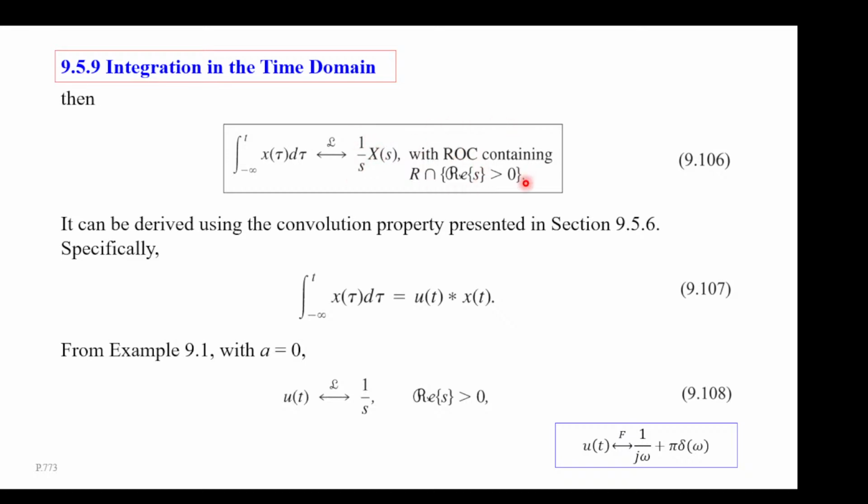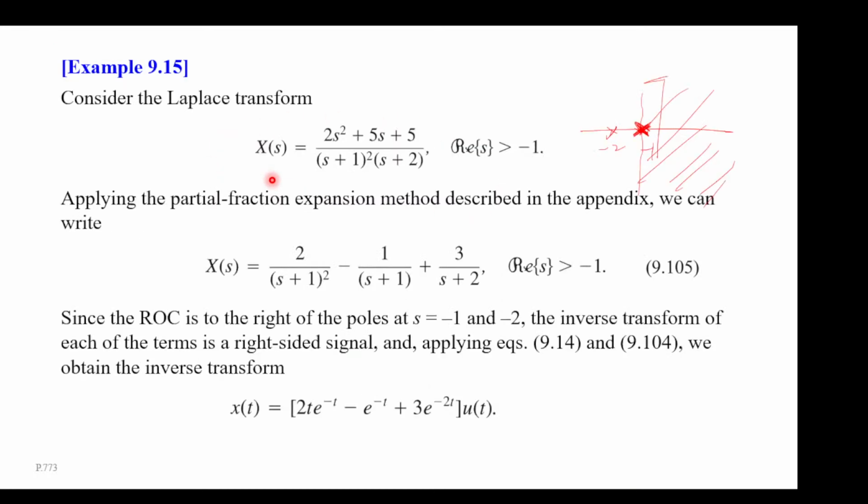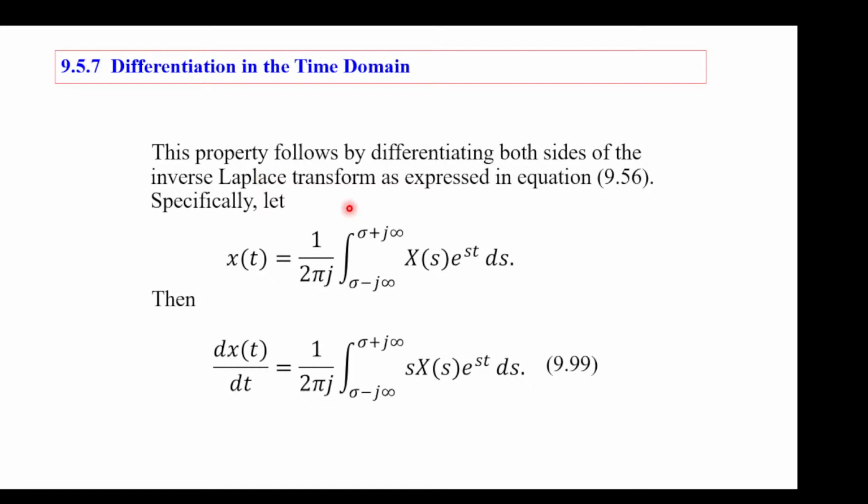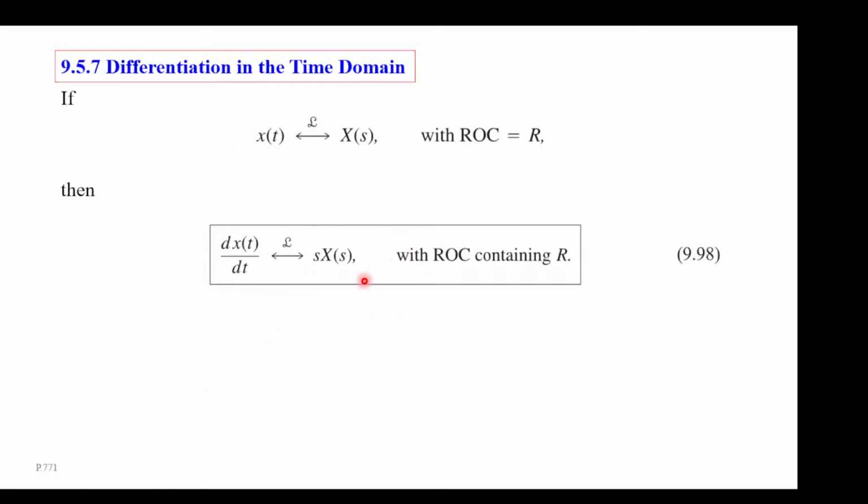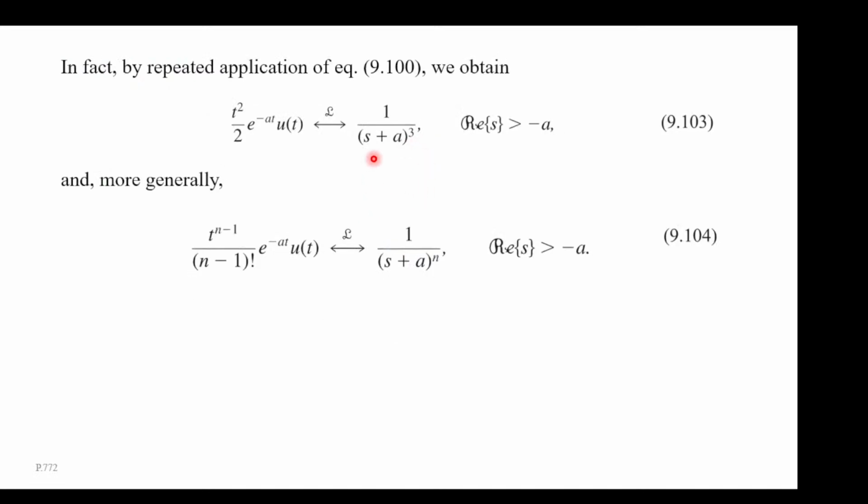Okay, and as I said, the ROC contains the intersection between R, the ROC of x of s, and the real part of s greater than 0, which is the ROC of this 1 over s. So we avoid the delta function at s equal to 0 that appears in the Fourier transform, by saying that it's not in the ROC. And so the integration formula for the Laplace transform is actually just the inverse of the differentiation formula here. The differentiation formula gets the factor s, and the integration formula gets the factor 1 over s.